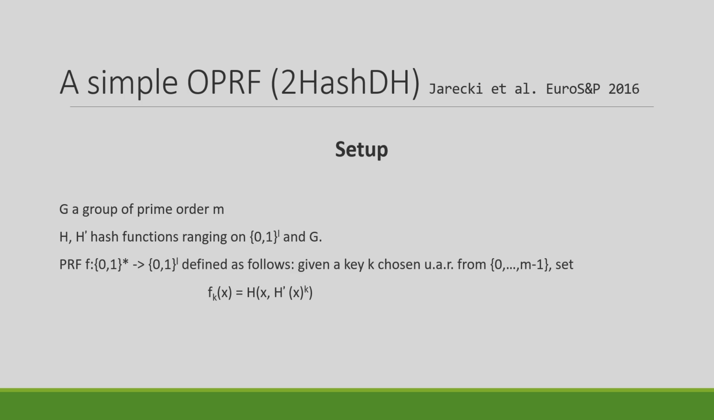So the PRF is defined as follows. If you're given a key K, which is chosen uniformly at random as an integer smaller than the order of the group, then you set the function as the hash of this input concatenated with the group element that is defined by the input and the key. So you take the input X, you hash it into the group, and then you raise it to the exponent that is indicated by the key. And this, of course, if you believe in this Diffie-Hellman type assumption and you believe in the random oracle assumption that H behaves somehow ideally, then this will look pseudo-random if everything is done properly.